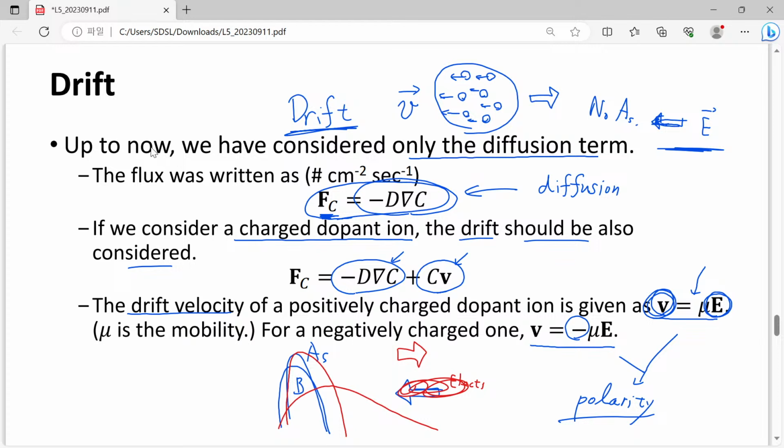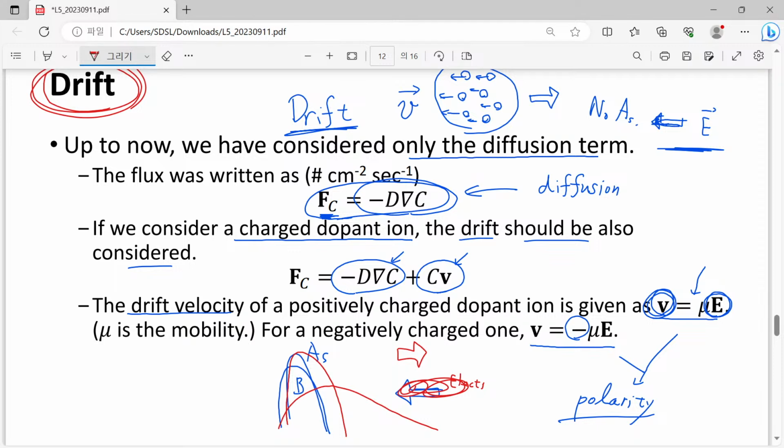Okay, so we will continue this discussion on Wednesday, but please note that from now on we will consider the effect of the electric field. Together with this electric field, the motion of our ionized particles will be heavily affected. Okay, then do you have any questions? If you don't have any questions, then I will wrap up today's lecture. Thank you.